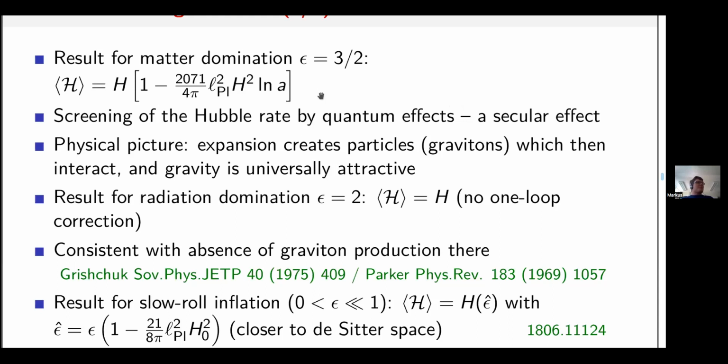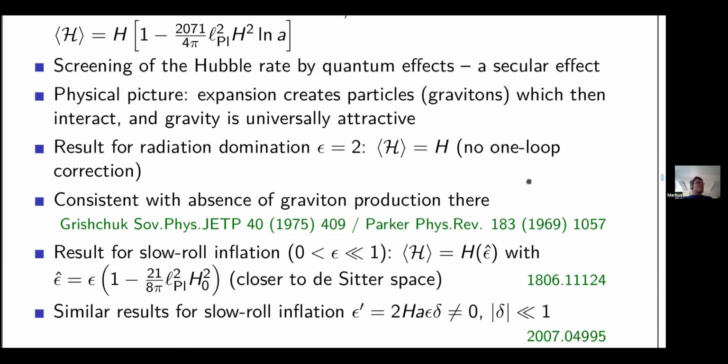So what is the physical idea behind that? Well, the universe expands. This expansion creates particles from the vacuum, something people learn in QFT courses, in this case gravitons. And these gravitons interact. Gravity is attractive, so they attract. So the expansion slows down. This is the mechanism behind that, and this is exactly what we see. So this is the proper mathematical confirmation of this physical idea in that specific case.